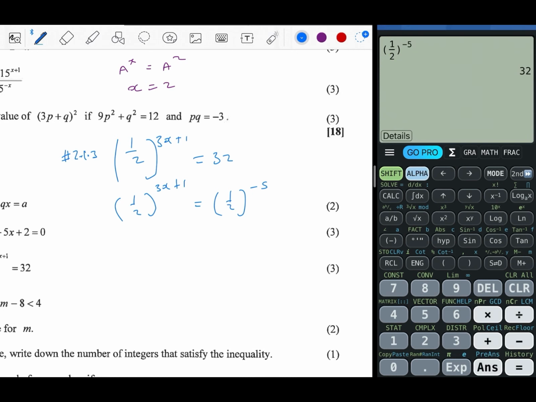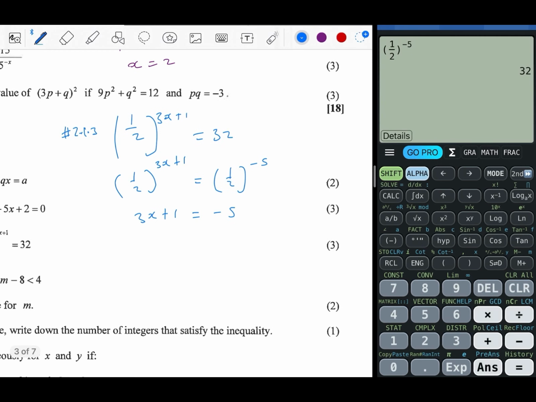And from here, the bases are the same. Therefore what you do, you equate the exponents. That's basically your answer. So you have 3x plus 1 is equal to negative 5. Now from here it's super easy. So 3x equal to, take that 1 to the right hand side, it becomes negative. So you have negative 5 minus 1. So 3x equal to negative 6. Then you divide by the coefficient of x on both sides, which is 3. And then 3x over 3, that is x. Negative 6 divided by 3, that is negative 2. Boom. So that's how you would actually do your calculation.